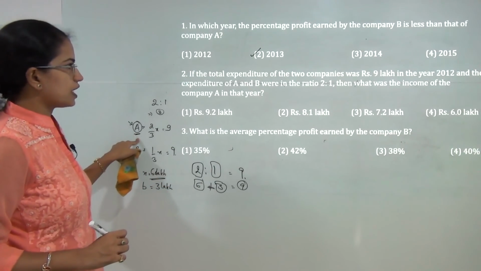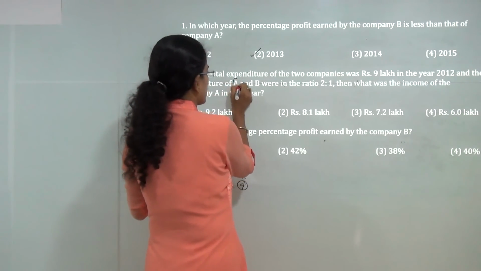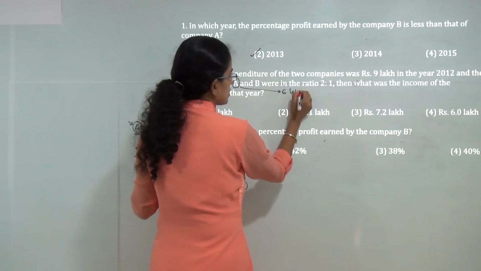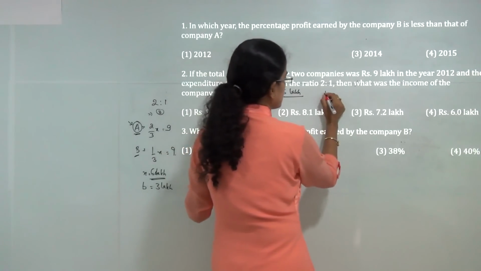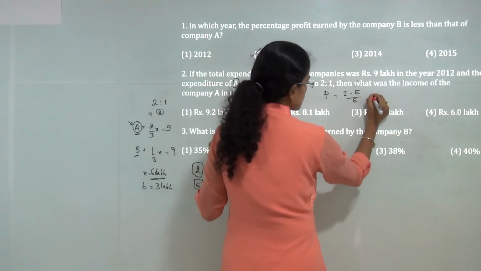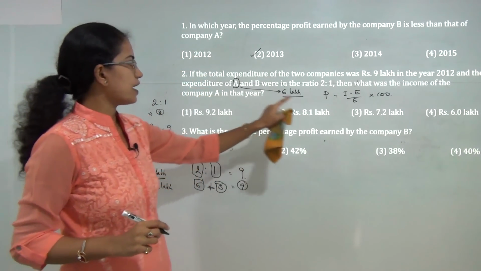So share of A's expenditure would be 6 lakhs. Now the formula that is given is profit is equal to income minus expenditure divided by expenditure into 100. So what we have to do is simply substitute the values here.